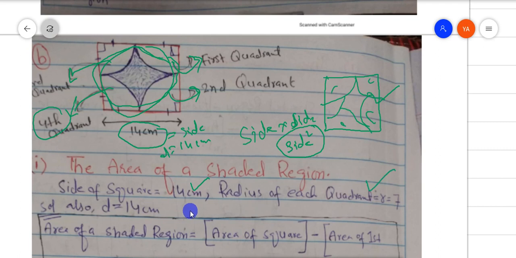तो यहाँ पे हर क्वाड्रेंट का जो रेडियस है वो 7 है, क्योंकि जब डायामीटर 14 होगा तो रेडियस उसका हमेशा हाफ होगा, जो हाफ यहाँ पर बनेगा 7. तो ये डायामीटर 14, रेडियस 7, और हर क्वाड्रेंट का सेम ही रेडियस होगा.